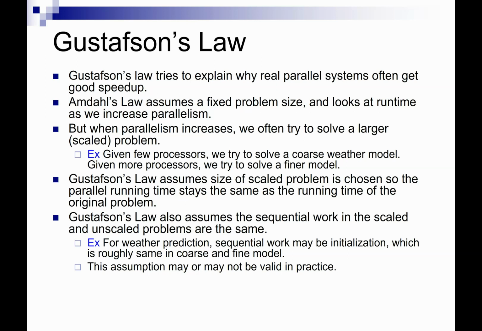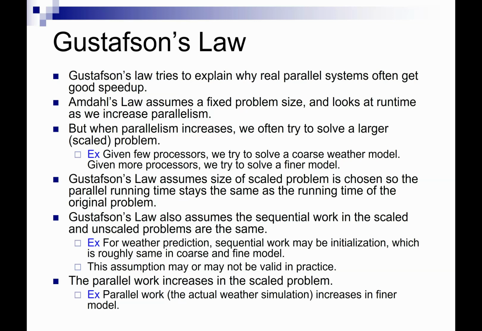Okay. Now, in practice, you can look at the specific program that you're actually executing, and you can look at whether this assumption is reasonable or not. You can look at whether your sequential work is the same in your scaled or unscaled problems. If it actually is the same, then you should apply Gustafson's law. But if you have a problem where the amount of sequential work actually changes as you increase the problem size, then Gustafson's law is not a good fit.